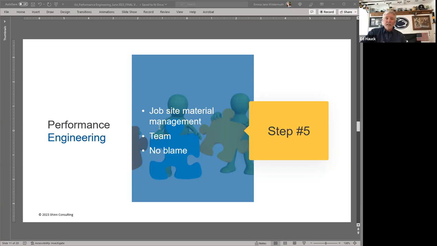To do this, I have to have a team. The team has to talk. Purchasing, my superintendent, my framer, all have to talk about what this material looks like, where it's coming from, how it's being delivered. Do I have a scope of work for delivery? And the last line here is, it can't be any blame.